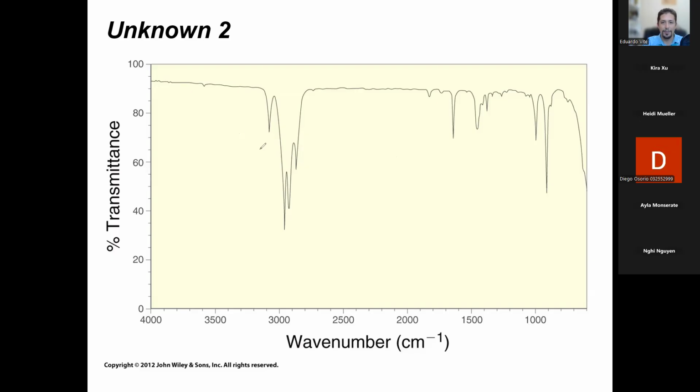This peak right here, we would call that a weak, sharp peak. This one is at 3100. This is typical of an sp2 carbon-hydrogen stretch. Very sharp, very weak, always a higher wave number than the typical CH stretches. And since we know it's an alkene now, some sort of double bond is present, we can make more assumptions. We can start assigning more peaks.